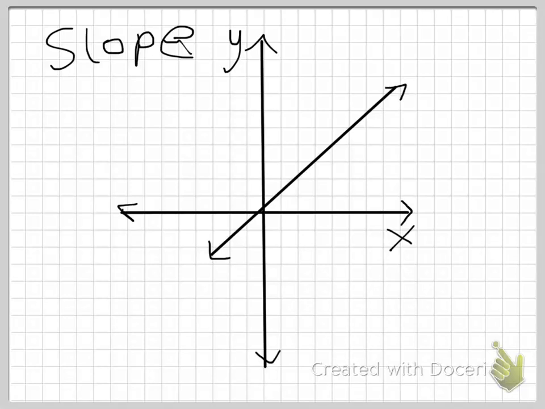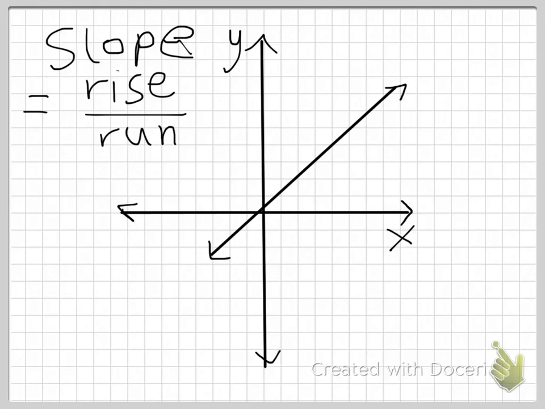So today we're going to learn about slope. So slope is how steep some line is. So we have this line right here, and the slope is how steep it is. Well, what is it actually? The slope equals the rise over the run.